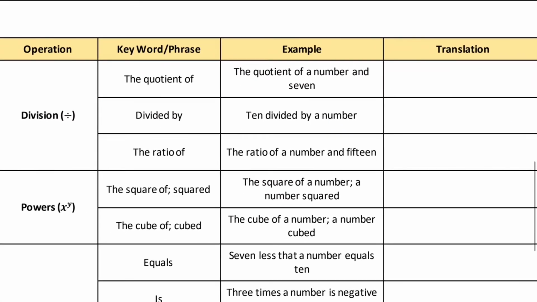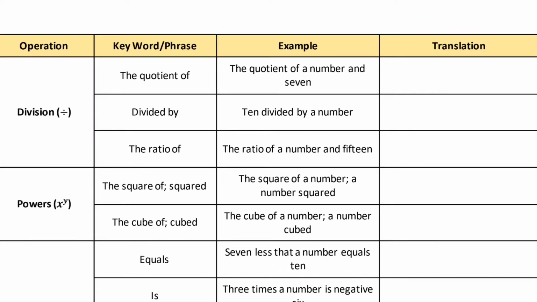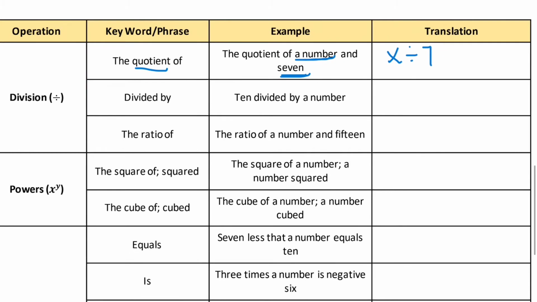Let's look at division. There's not too many ways to talk about division. I'll get a new color. We'll go with blue. Quotient. Quotient is the answer to a division problem. So the quotient of a number and 7. Now there's a couple different ways to write this. We can say, okay, a number and 7. There's the quotient of a number and 7. We do go in order, so the variable would come first and then the number would come second. Or we could write it as a fraction, okay? Division is the same thing as a fraction, so we would put x divided by 7. We could write it like that.